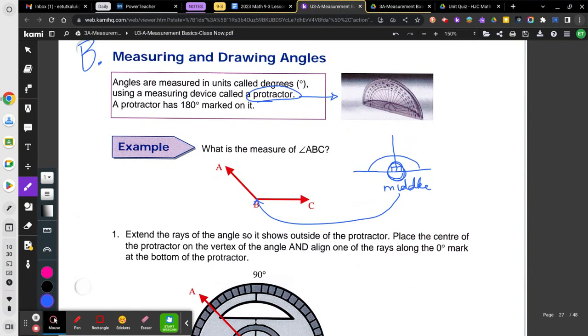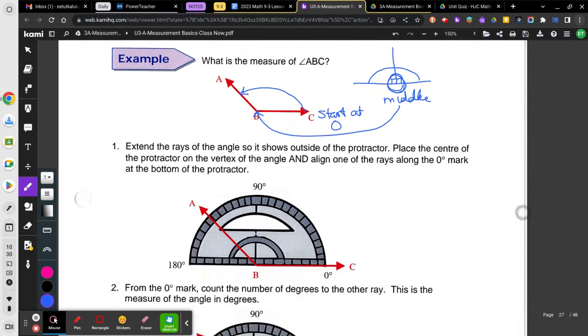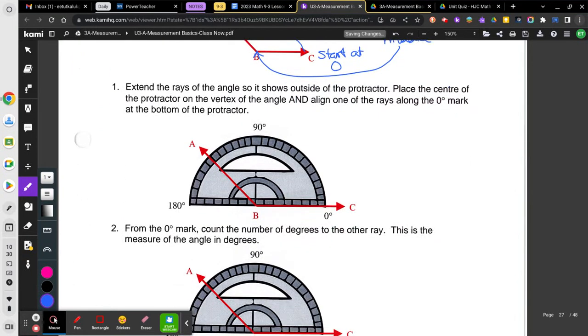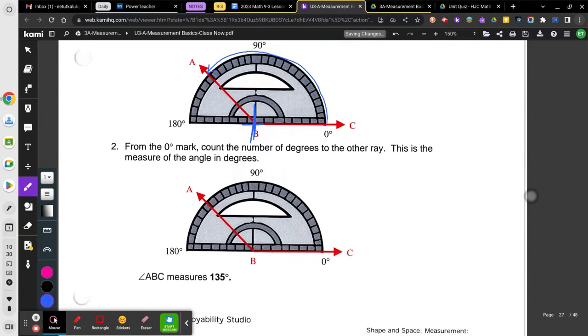Okay, so we put the middle of our protractor and then we read from 0. We start at 0 and we read how far it goes. So they're showing us the protractor. They put the plus sign in the middle and now they're reading all the way across how far it goes. When they take it on here, they're taking a look at where that arm is. Where does that ray point to? Well, it measures 135 degrees.